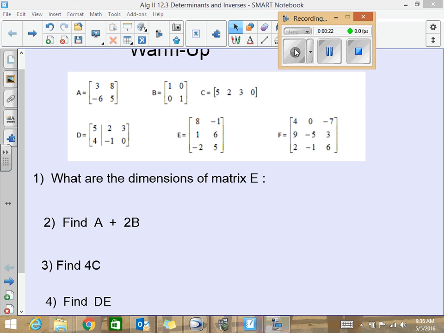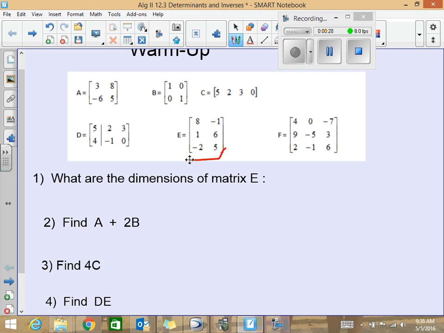Okay, so again, all of this really could have been done without your calculator. Dimensions of matrix E. You can tell me what you got. So row by column, so it's what? 3 by 2, right? 3 rows. So 2 by 3 would be wrong, right? Because it's important to have the order correct. So it's 3 by 2.